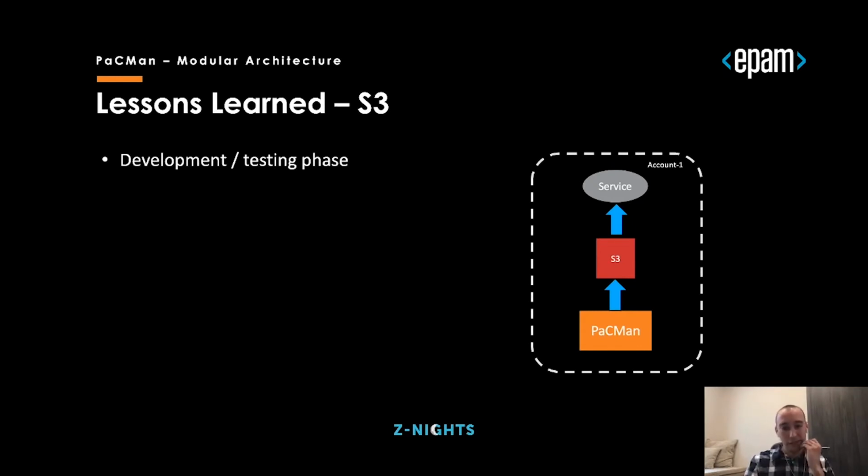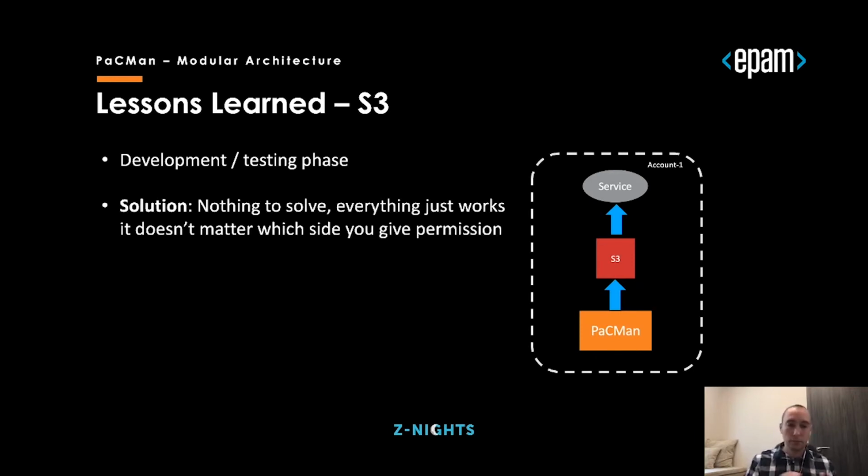The first thing that we learned is that if you have everything in one account, so the object creator, which is Pacman in our case, and the object store, which is S3, and the object consumer, which is a service, everything is in one account, how do you solve your problem? You don't have to solve your problem because there is no problem. It's super simple. You can define it on the service side, on the role level, or on the S3 bucket side. Everyone in the account can read your data. There are no questions about it.